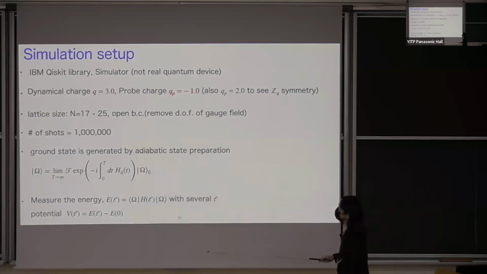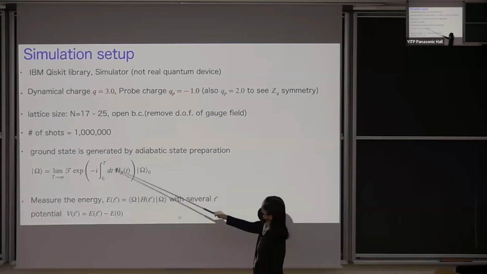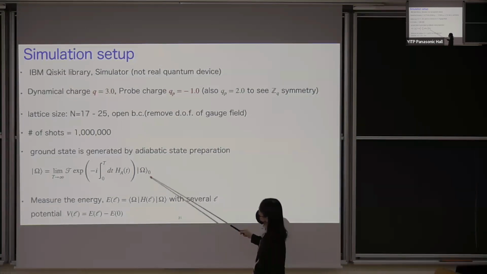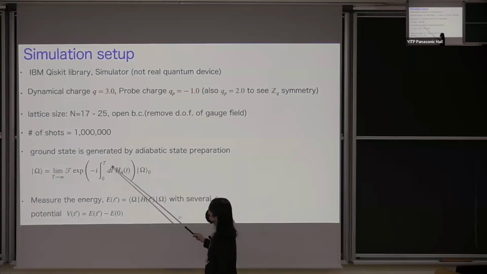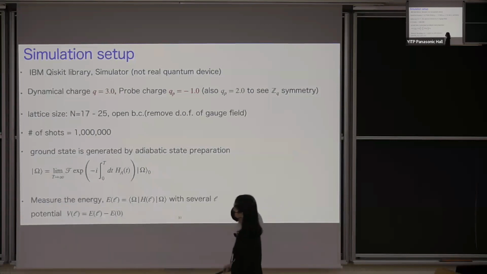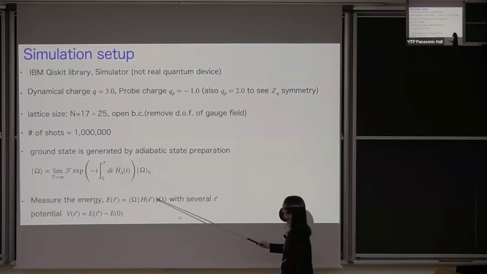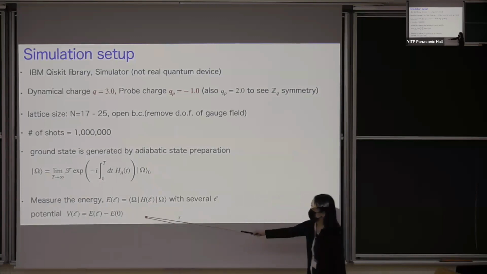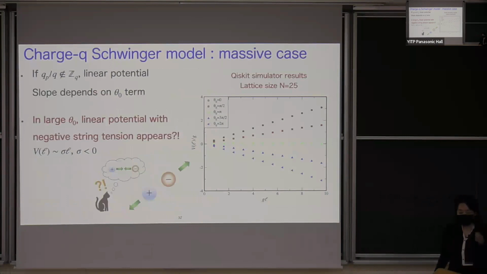The ground state is generated by the adiabatic state preparation given by this equation. We prepare the initial state, use the second order Suzuki-Trotter decomposition, and obtain the ground state. The measurement observable is the Hamiltonian itself at the distance L. Eventually we will find the potential as a function of L using this equation. This is the strategy, and now this is our result.